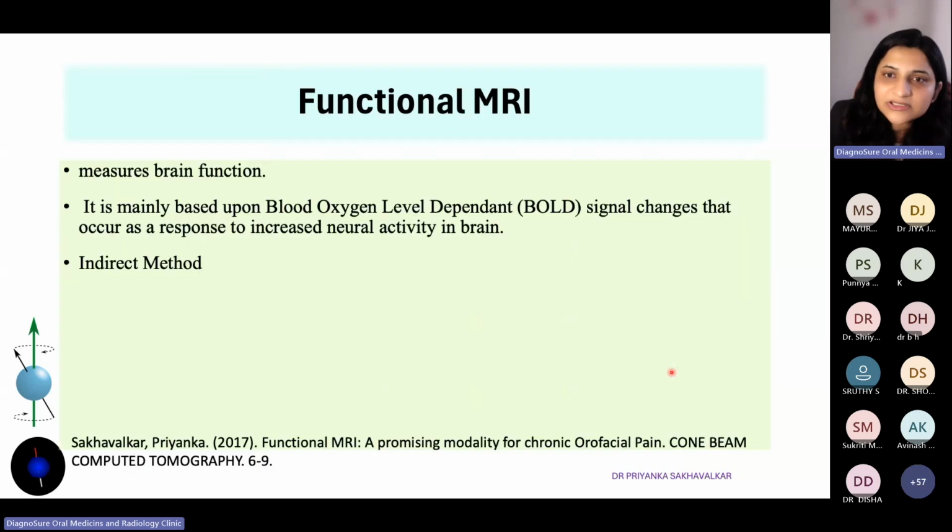How does it work? Functional magnetic resonance imaging, which is fMRI, is a type of magnetic resonance imaging that measures brain function. It is mainly based on the blood oxygenation level dependent, that is the BOLD signal, that changes as a response to increased neural activity in the brain. However, this is an indirect measure of brain function. Whenever a noxious stimulus is applied, there is activation of pain pathways. This results in lighting up of the areas where pain is processed. And thus we can identify that the patient has pain.